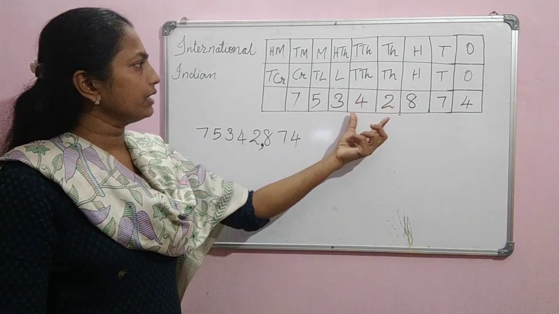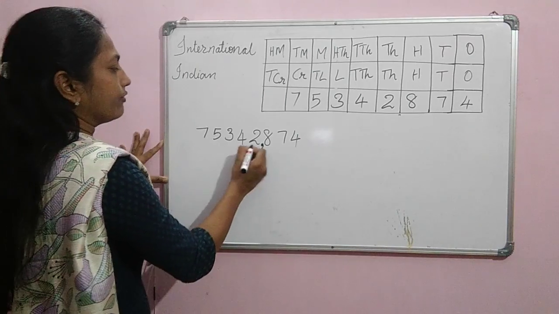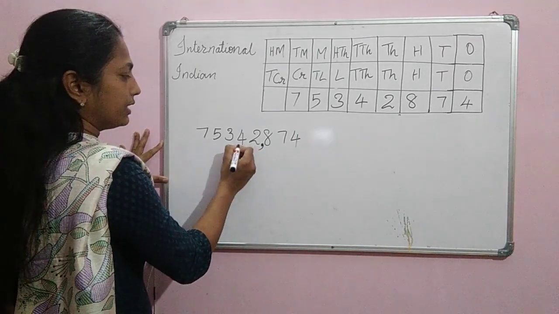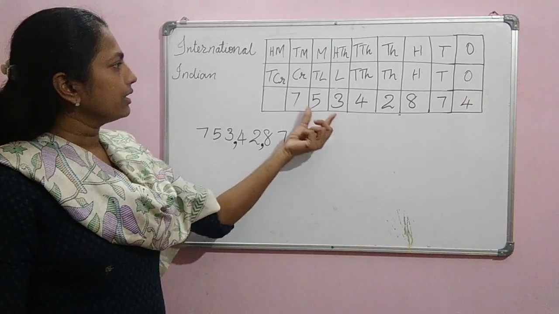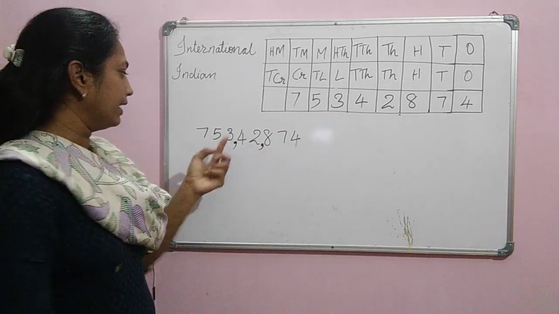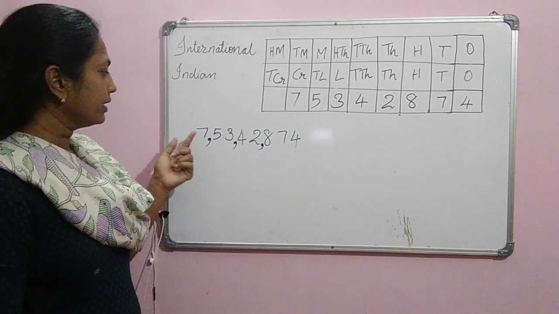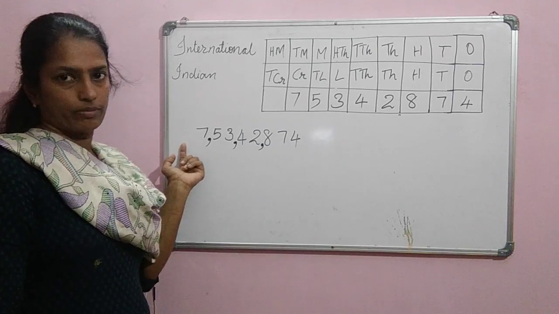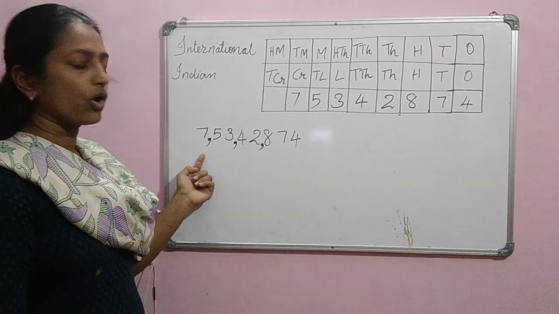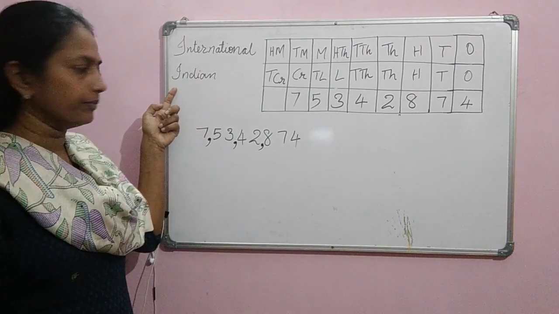Then 1000 and 10,000 in thousands group. So after the thousands and 10,000s, we put comma, thousands group. Then lakhs group, lakh and 10 lakh. Then after that lakhs period, we put comma. Here we have only 1 crore. So there is no need of comma here. So this is how we put commas and separate the periods in Indian system.